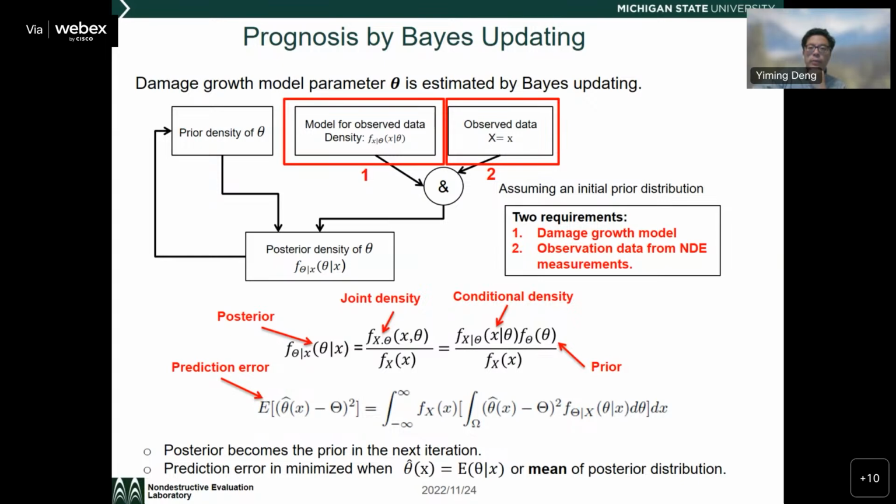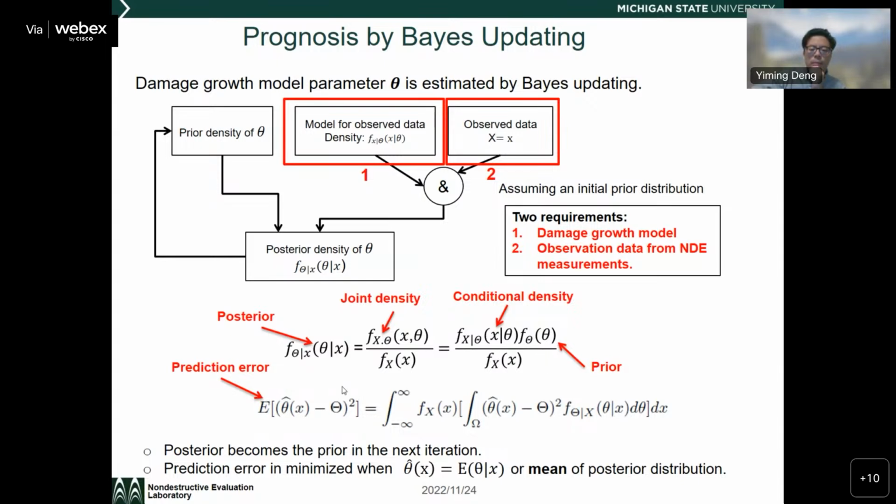Well, as we learned in the morning, based on the Bayes theory, the posterior probability will be proportional to the multiplication of the likelihood probability of x given theta, which is a conditional density function of probability of the measurement data given the parameters, times the prior probability f of theta.